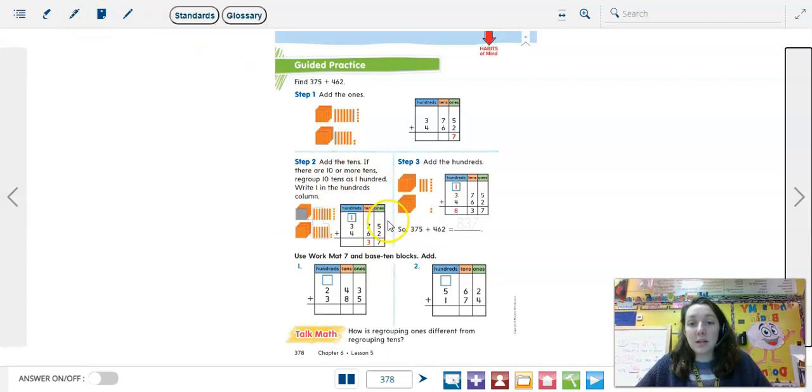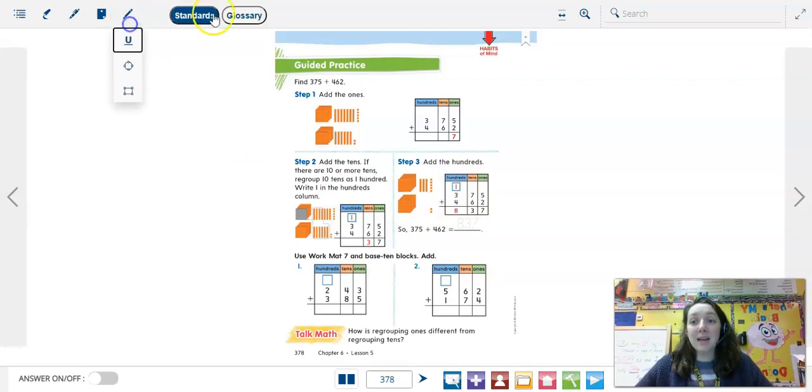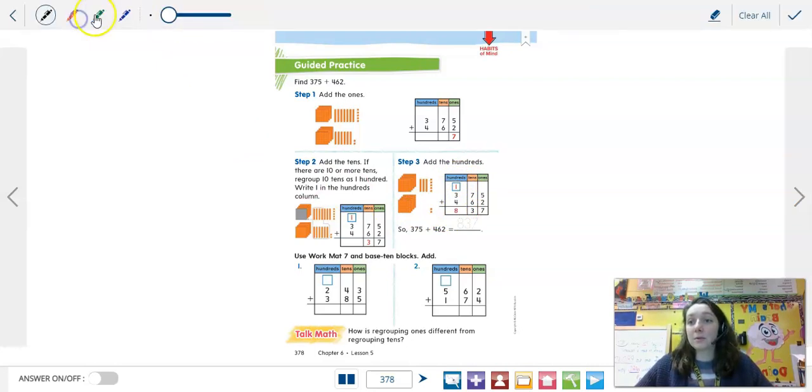So as you can see, we still had our 5 plus 2 is 7. 7 plus 6 is 13. So there's a group of 10 that we had to carry, and then 3 tens left over. And then step 3, add the hundreds. So adding that 1 that we carried, 1 plus 3 is 4, plus 4 we know is a doubles fact is 8. So our answer is 837.